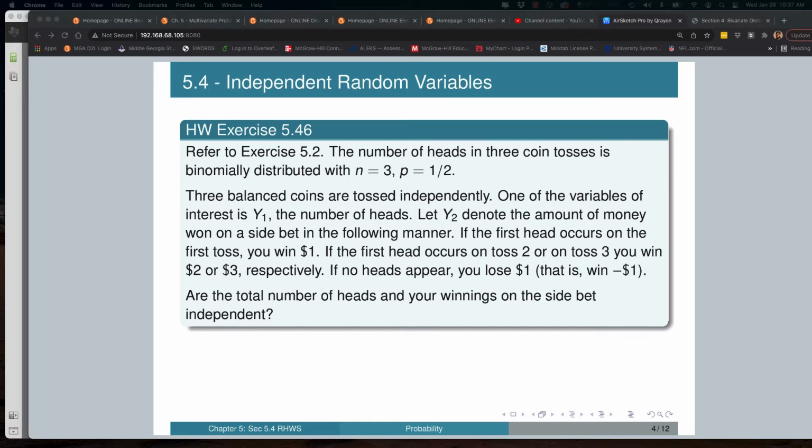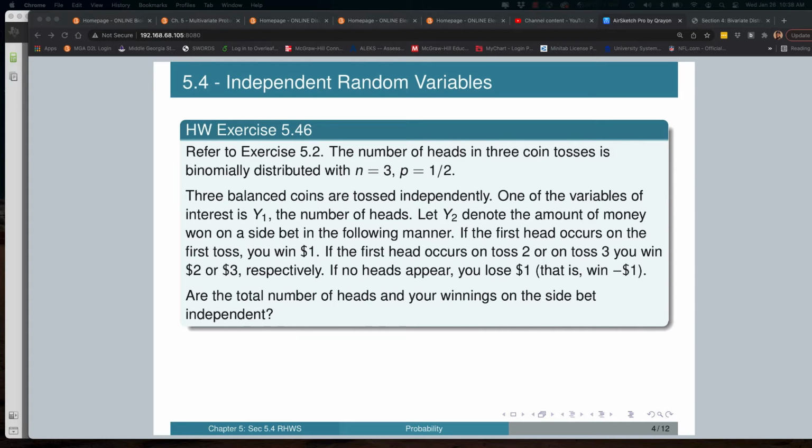The next problem we had was exercise 5.46, and it asked us to refer to exercise 5.2, the number of heads in 3 coin tosses, which was shown to be binomially distributed, at least the marginals were, with n equals 3 and p equals 1/2. That's the one where three balanced coins are tossed independently, and y sub 1 represented the number of heads tossed, and y sub 2 denoted the amount of money won on the side bet.